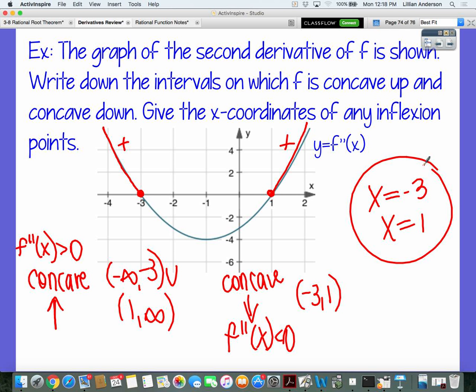Yeah, the second derivative basically is not the graph of the original function. It basically tells you where on the original function it's going to be concave up and concave down. So if we were to look at the original graph, then at negative 3 and at 1, at some y value, it's going to have that turning point where it's going to be concave up to concave down.